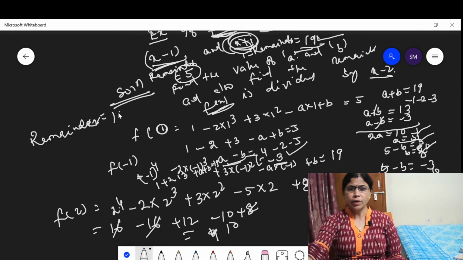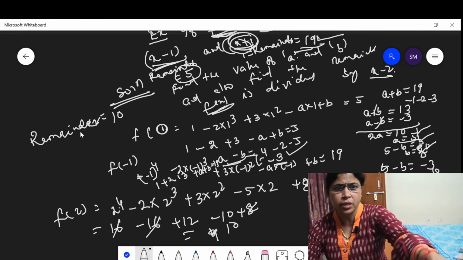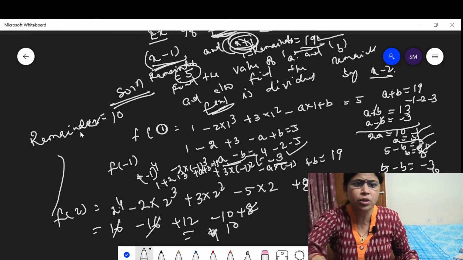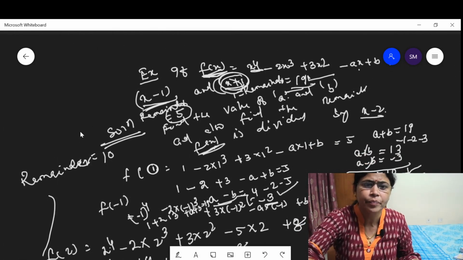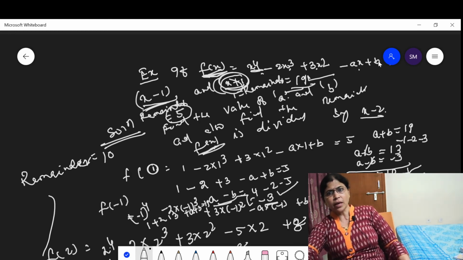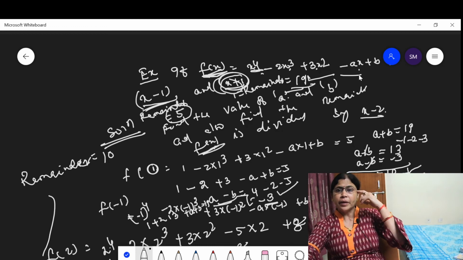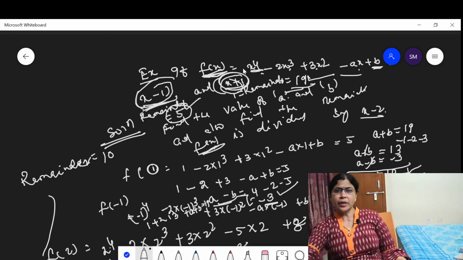Remainder is 10. According to the question, look here students. Here the question is given, f(x) is given as x to the fourth minus 2x cube plus 3x square minus ax plus b. A and b are two unknown numbers here. The conditions given are, when f(x) is divided by x minus 1, the remainder is 5. When f(x) is divided by x plus 1, the remainder is 19.